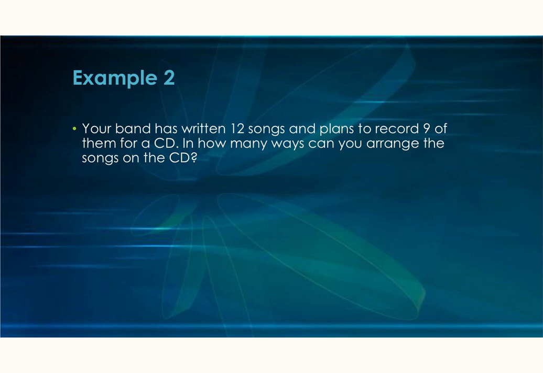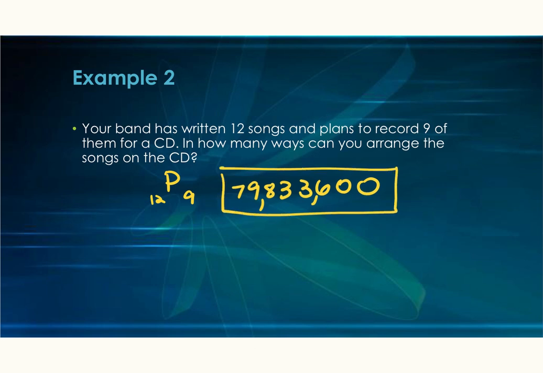All right, example 2. Your band has written 12 songs and plans to record 9 of them for a CD. In how many ways can you arrange the songs on the CD? 12P9. Good. The n is 12. We're not using all of them. We're using 9, but we can arrange them in different ways. So it's permutation. So 12 nPr 9. 79,833,600. There's no billion in there.